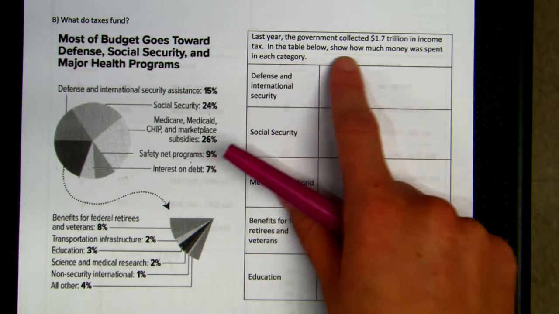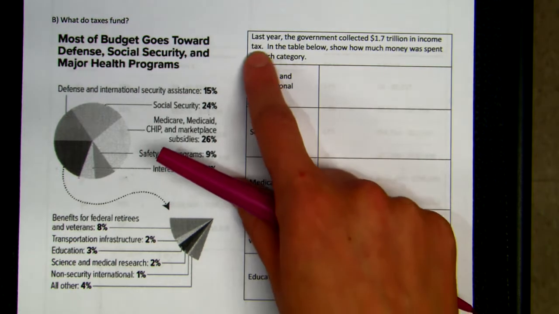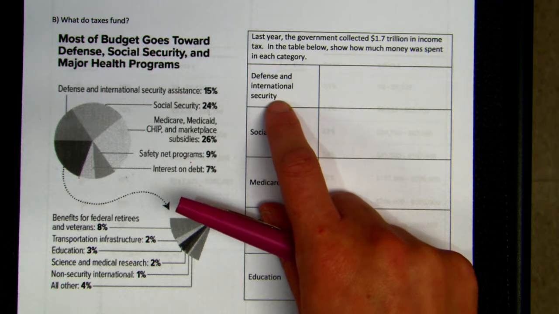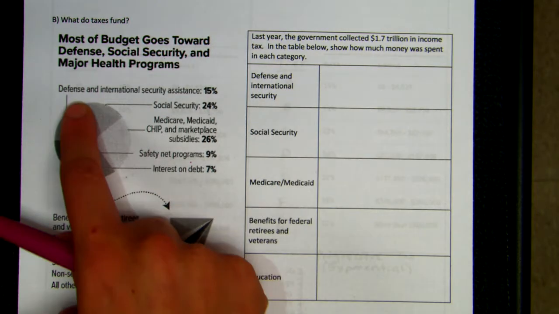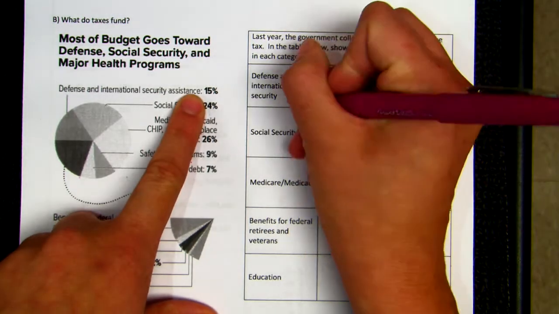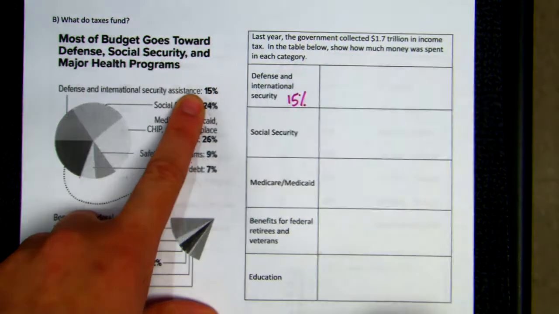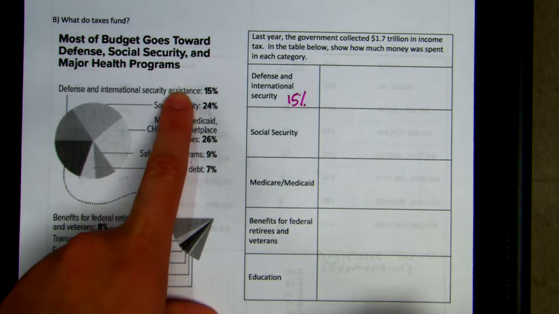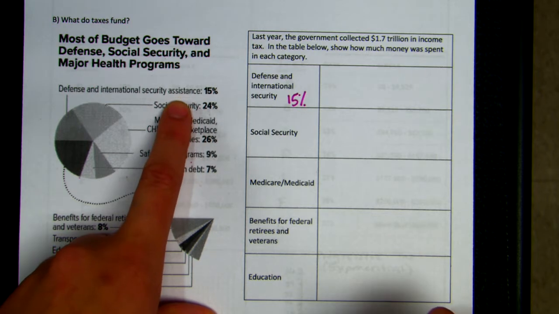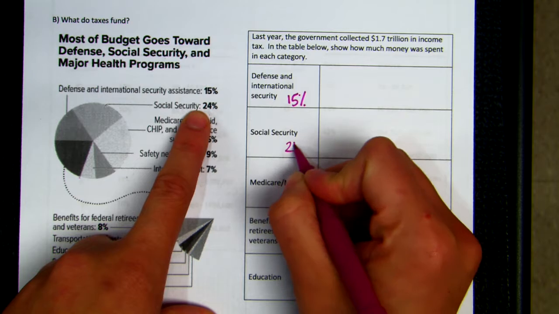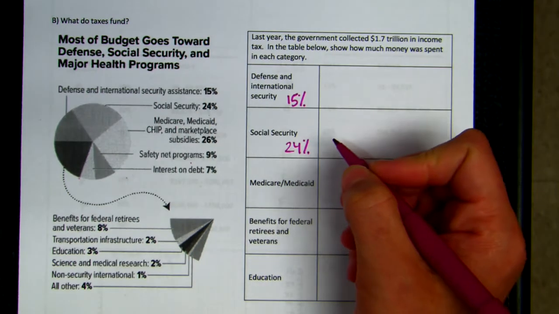In the table below, it shows how much money was spent in each category. The first one we want is defense and international security. I'm going to go over here and see defense and international security assistance. That is 15% of my income tax budget going to defense and international security assistance, or national security. Social Security, I see here that 24% is going to it. You can fill in the rest.